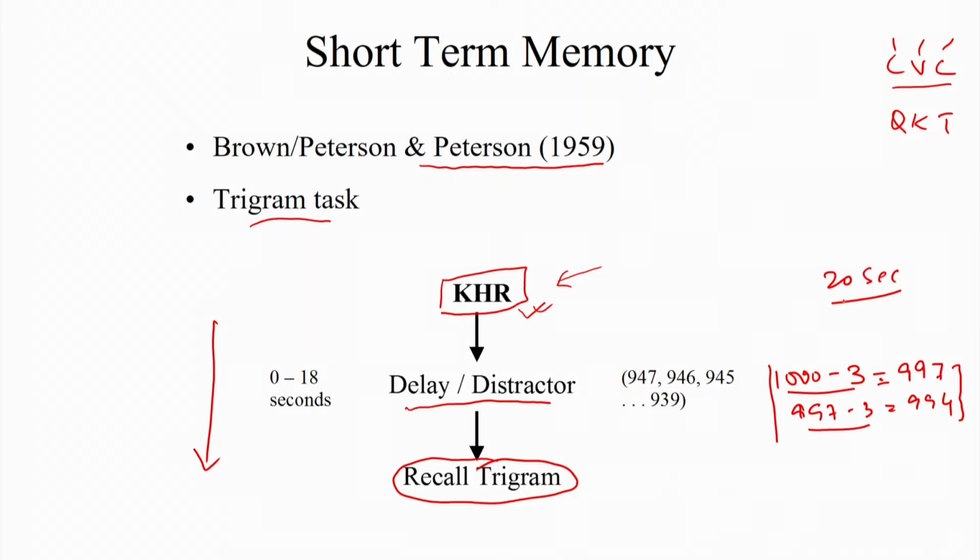Now, people were stopped 2 seconds after the counting started. They were made to recall the trigram after 2 seconds, 4 seconds, 6 seconds, till 20 seconds. So, after every 2 seconds they were made to stop the counting task and recall the trigram. What really happened? What is the result of this experiment? The result showed that after 18 seconds, this is what the result looks like.